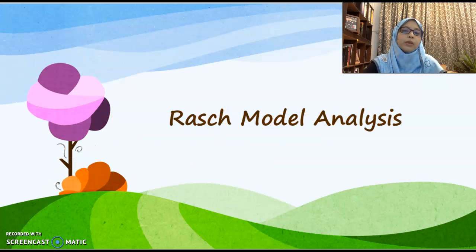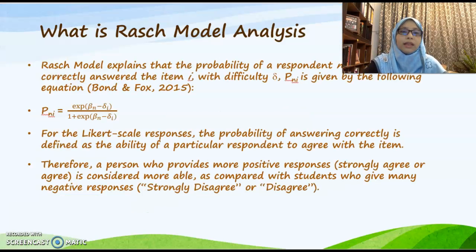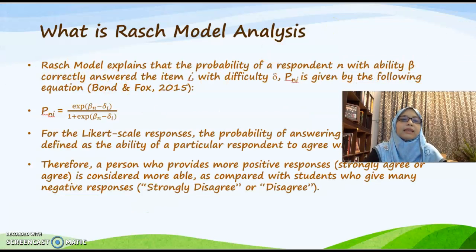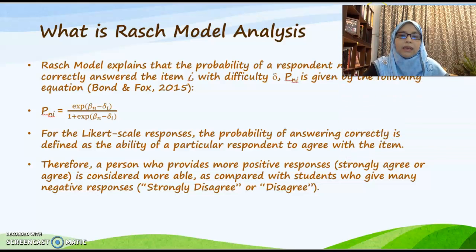Now let us look at what Rasch Model Analysis actually is, since we use Rasch Model Analysis in this research. The Rasch Model explains the probability of a respondent with a given ability correctly answering an item with a given difficulty. And this is the equation that we use in Rasch Model Analysis. For Likert scale responses, the probability of answering correctly is defined as the ability of a particular respondent to agree with the items. So if they answer correctly, it means they agree with the items.